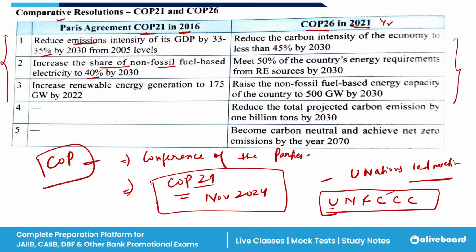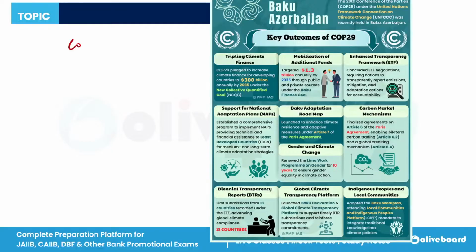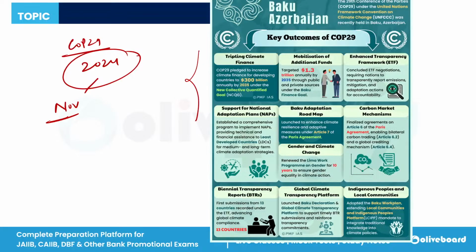Now, recently, which COP was held? COP29 was held recently, in November 2024. And what were the outcomes of COP29? Tripling climate finance, mobilization of additional funds, enhancing the transparency framework, reduction of carbon emissions, carbon market mechanism, and adaptation roadmap. And in which country was this COP meeting held? It was held in Baku, Azerbaijan. This is the name of the place where the COP29 meeting was held.